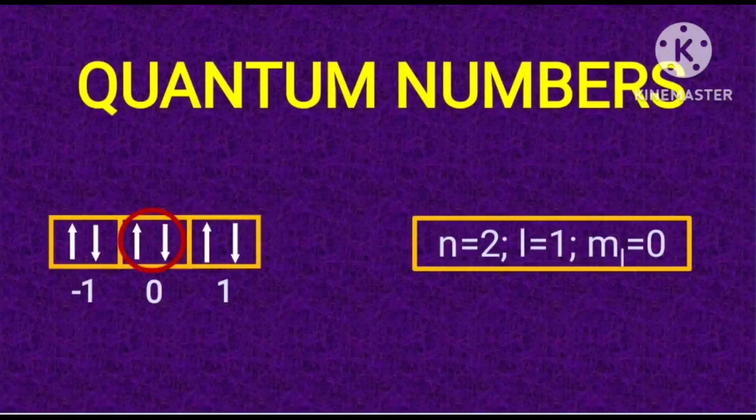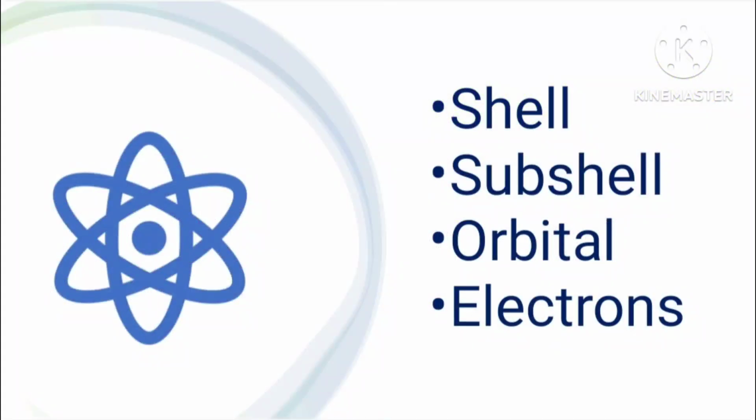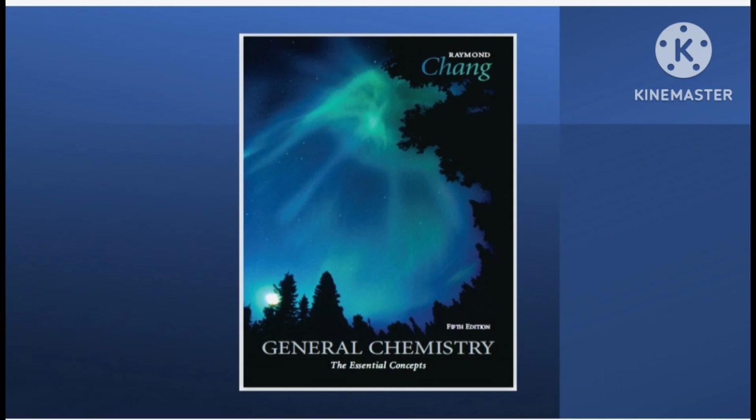Well, in our previous video we were talking about atomic orbitals and about electronic configurations. So this video is a continuation of the previous video, and today we will talk about quantum numbers. And here you can see the book from which I used most of the material in my video.